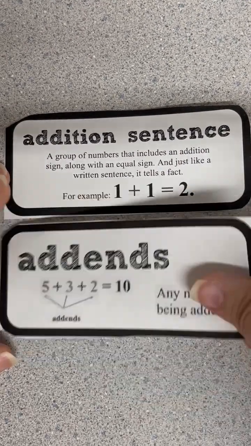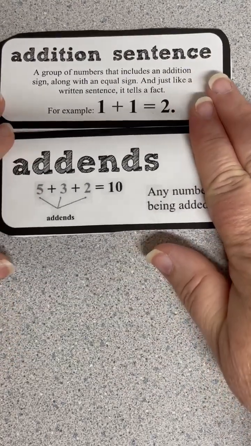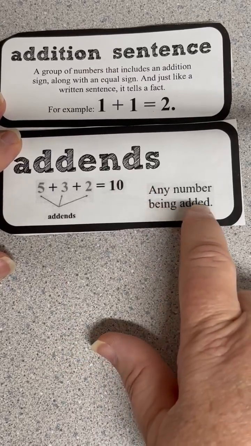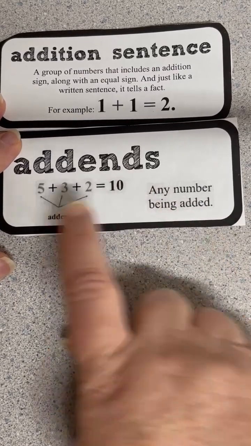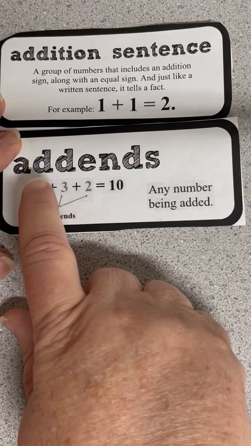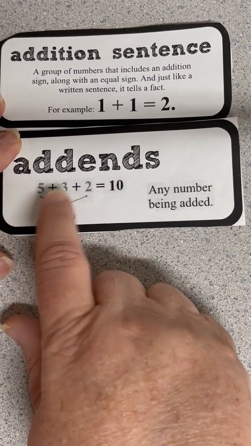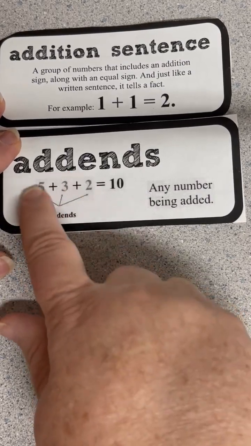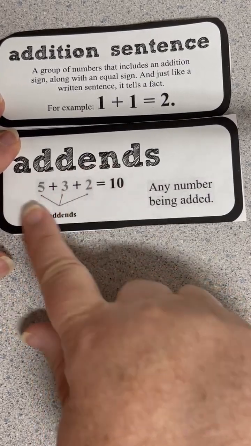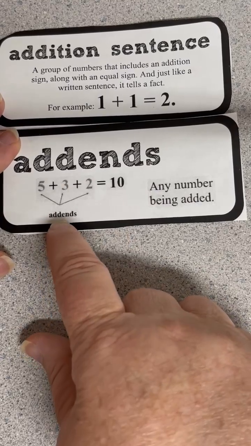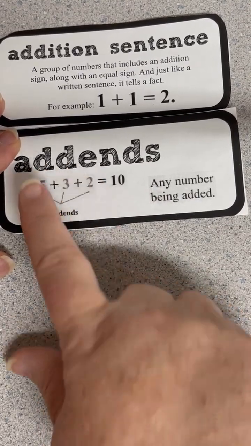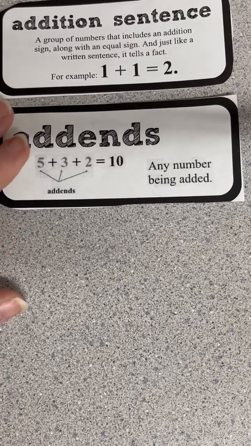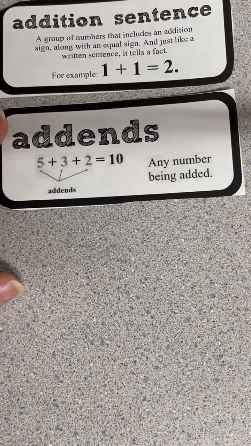Now, in order for us to have an addition sentence, we have the add-ins, which is the numbers being added, or digits. So we have 5 plus 3 plus 2, any of these numbers in between there, they're the add-ins. See how it has the add-ins and it has the little arrow? Okay, so we go on to add.